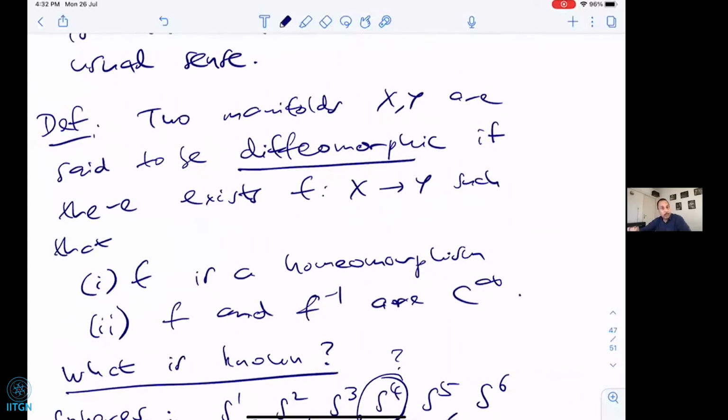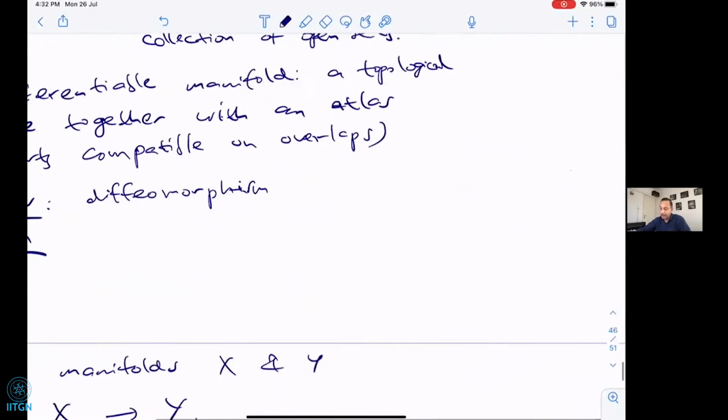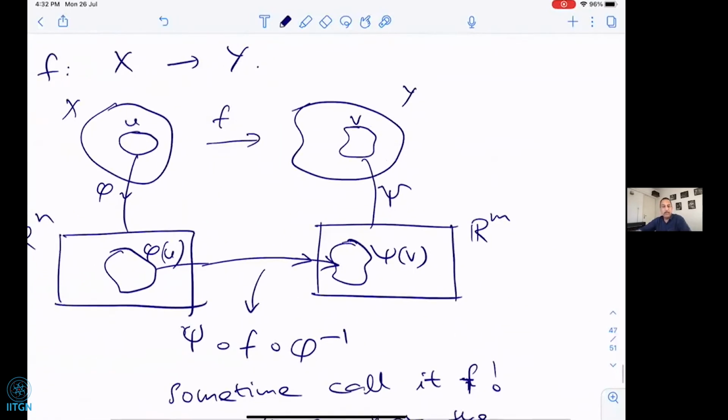But now it means that m is equal to n. This can't be otherwise. It has to be that m is equal to n. So two manifolds can only be diffeomorphic if they have the same dimension. Two manifolds which don't have the same dimension cannot be diffeomorphic. But two manifolds which do have different dimensions nevertheless can admit a function between them.